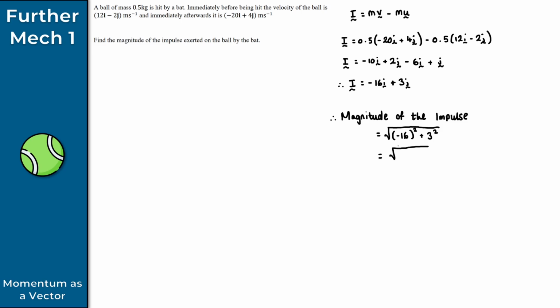So minus 16 squared is 256. So we get 256 plus 9 here. And that gives us the square root then of 265. Okay. And if we just give this here as a decimal then to 3 significant figures, what we get here then is 16.3 Newton seconds there. Okay. And there we have it then. So that gives the solution here to the very last question, question 2. And that brings us to the end then of this video here on momentum as a vector.